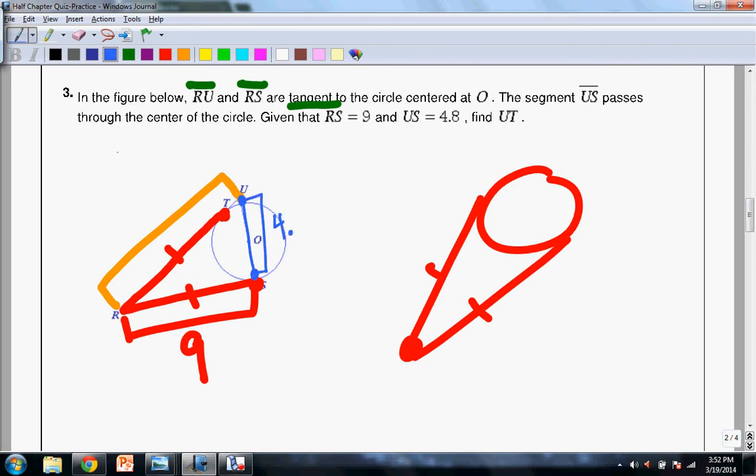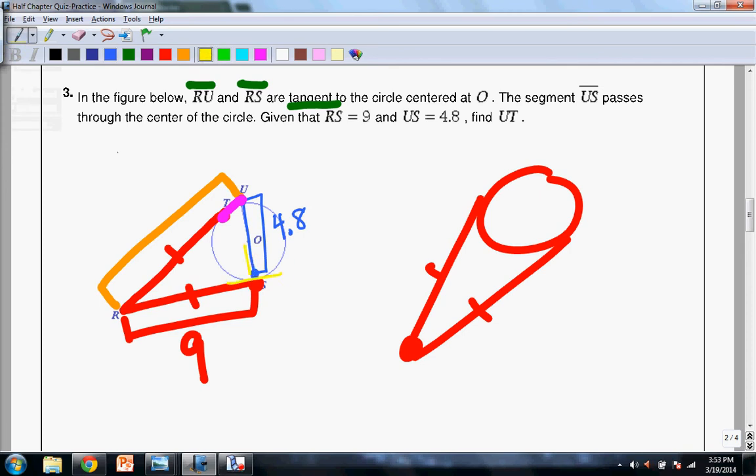And this is 4.8. Our goal is to find U to T, which is this tiny little pink thing. Okay, now don't panic. That seems like it's difficult. It's not. Let's look at what's really simple to find.